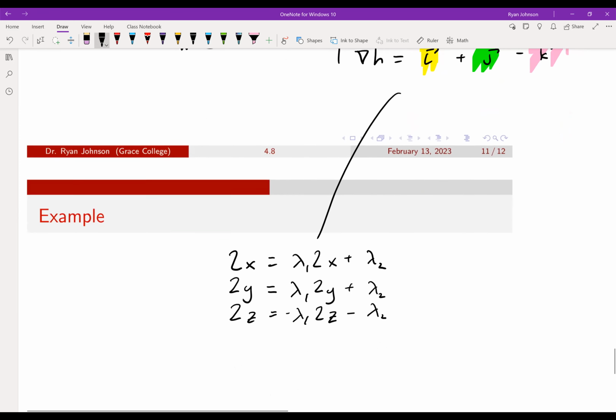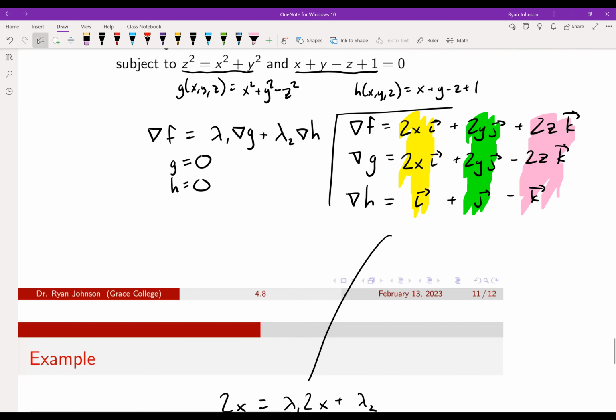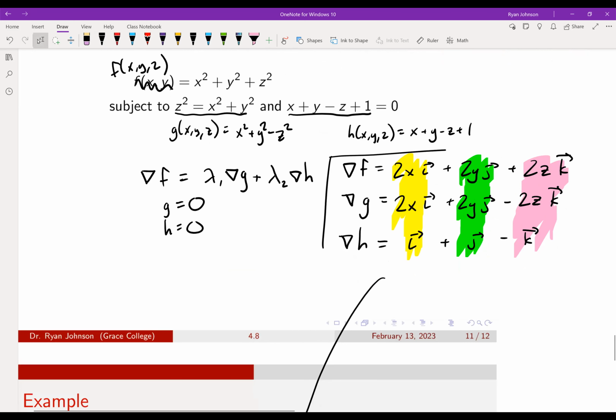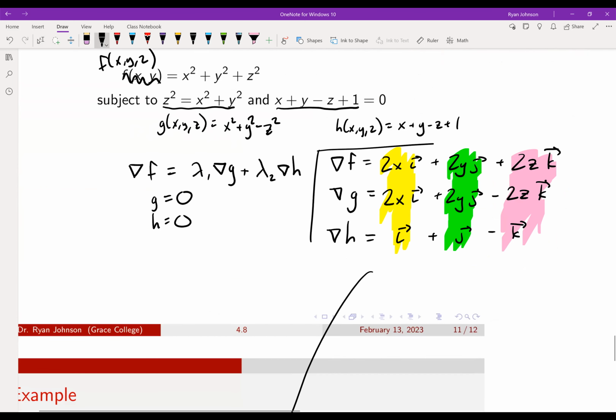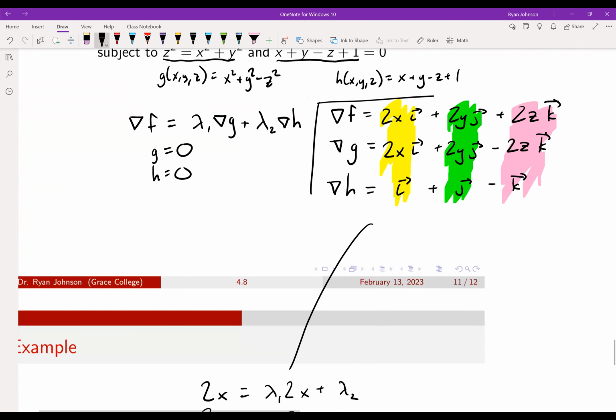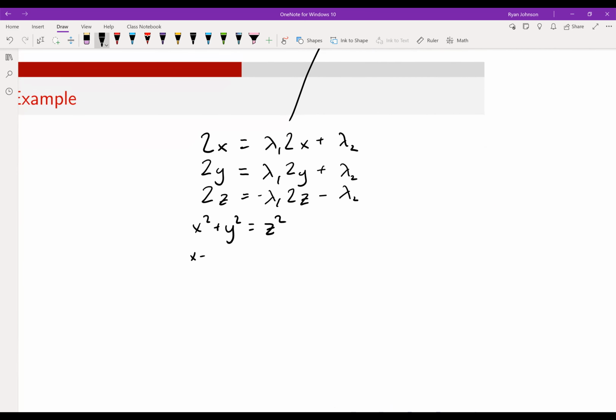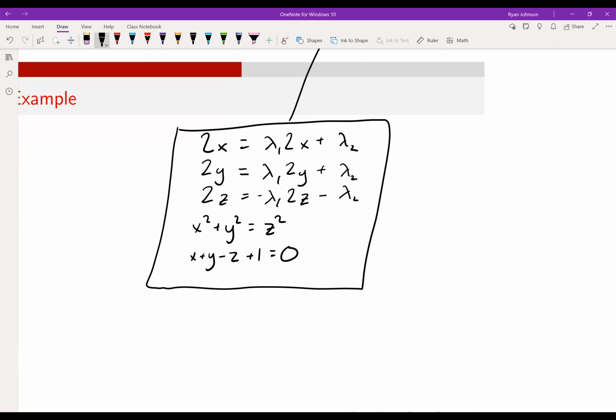Okay. And then that g and h are both 0. So then you get also, we'll write down that x squared plus y squared equals z squared, and the h, x plus y minus z plus 1 equals 0. So we have ourselves 5 equations and 5 unknowns. So what shall we do first?